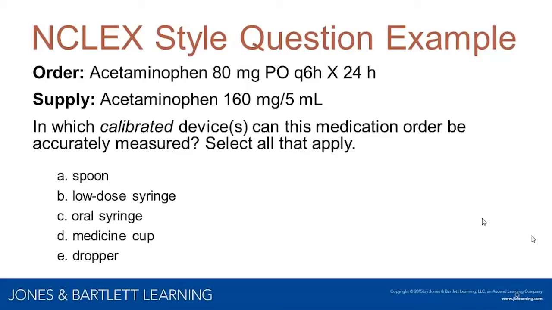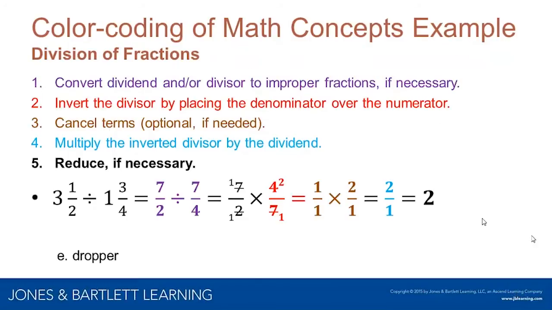The next slide shows a color coding example. So we write the steps in color code. The first step is to convert the dividend and or divisor to improper fractions. So the example is 3.5 divided by 1 3/4. The first step is color coded in purple. So to do that, it's 7/2 divided by 7/4.